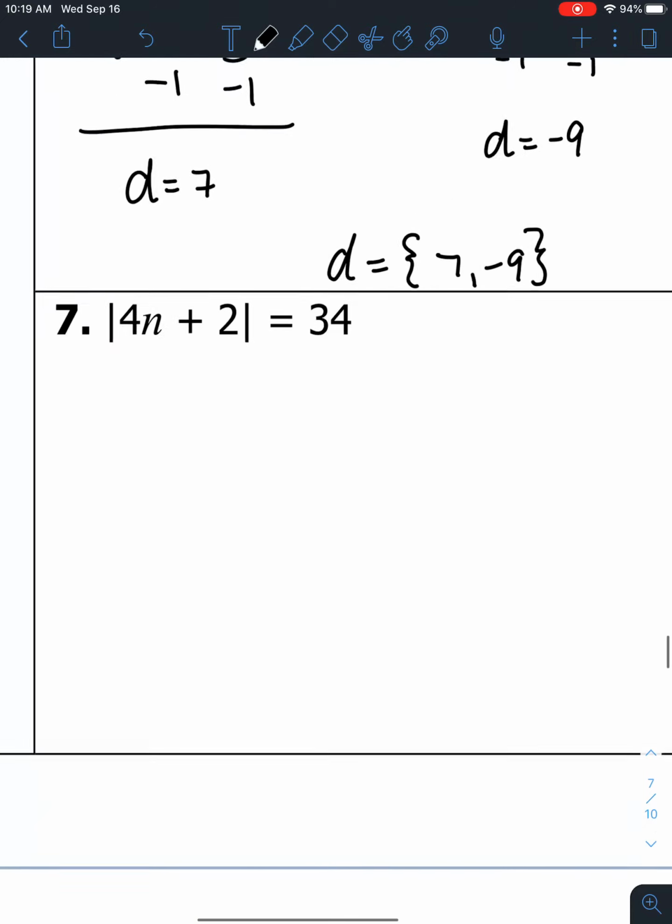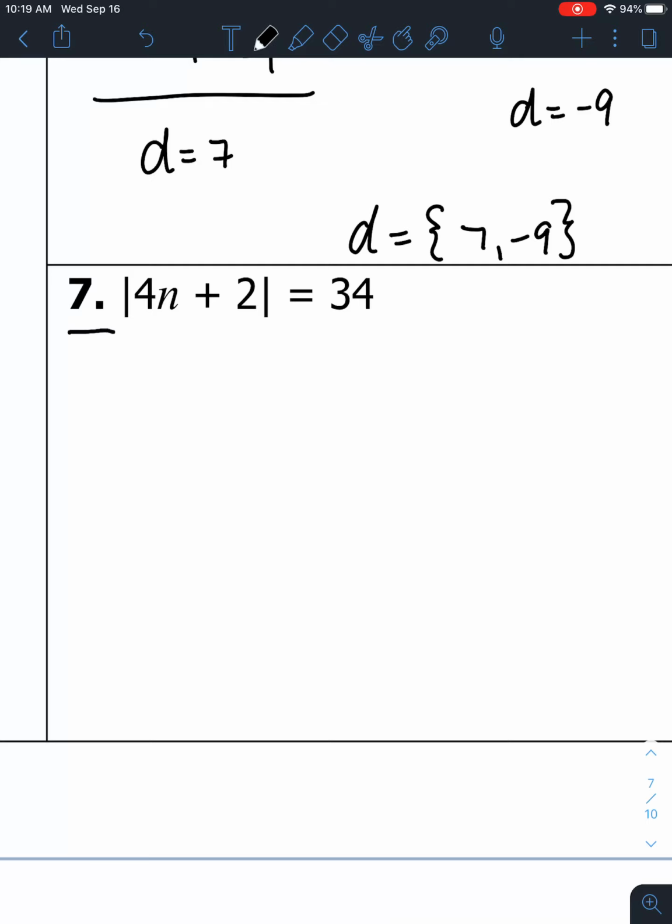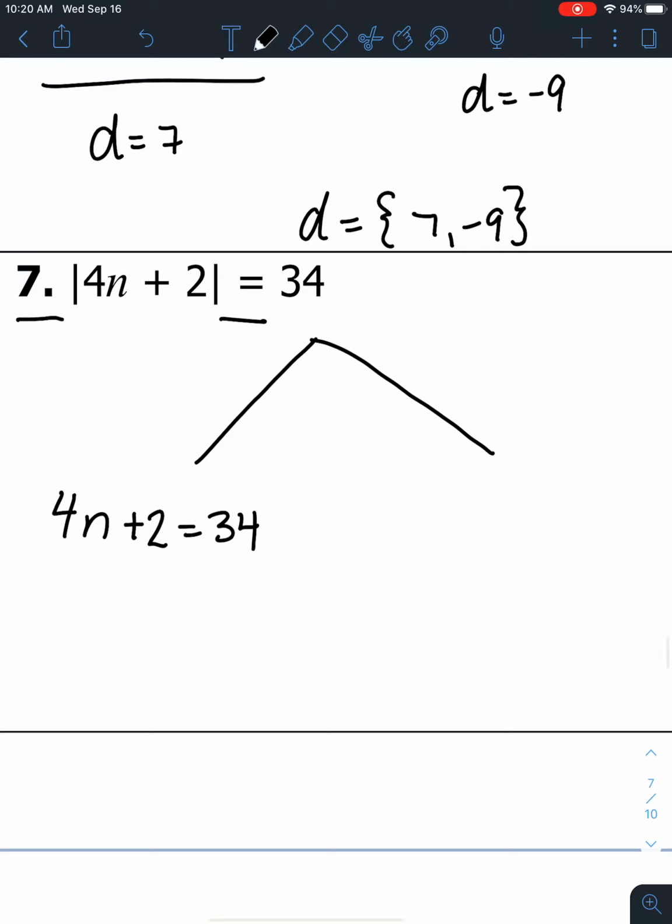Okay, let's zoom in here on 7. So again, nothing on the outsides, so we're good to go. Let's try and make our two equations. Okay, my first one, inside stays the same, 4n plus 2 equals my outside. The second one, same thing, inside stays the same, 4n plus 2 equals my negative outside. Your inside never changes. The only thing you're changing is that outside number.